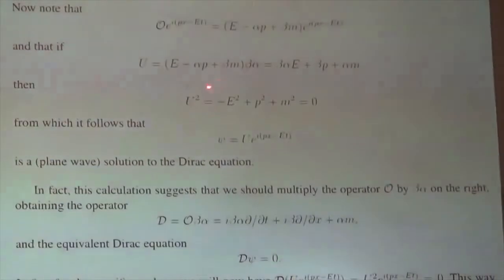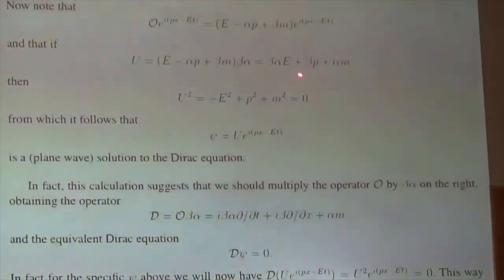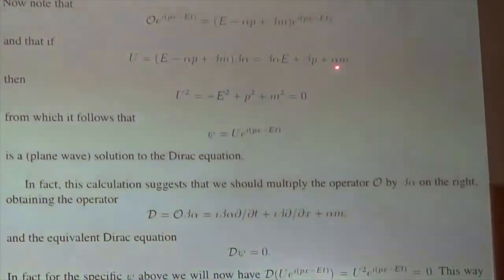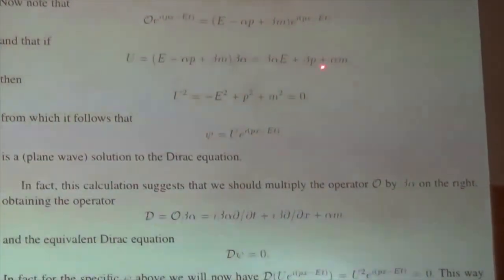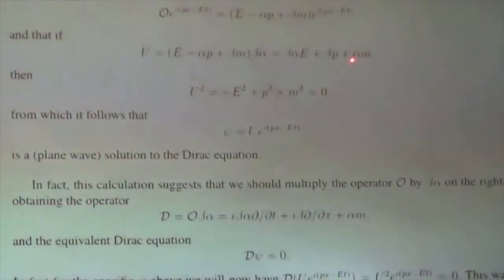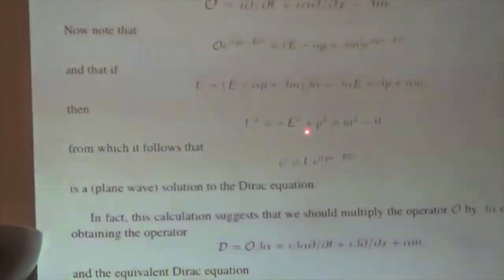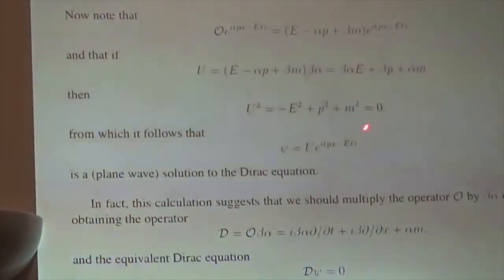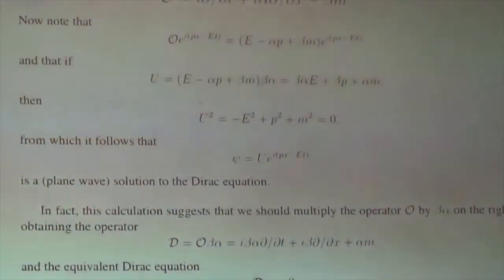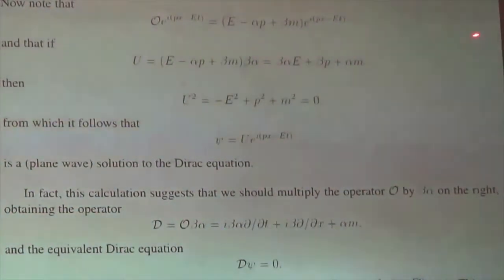And now, what happens if you square U? Well, this guy squared is minus 1. This guy squared is 1. This guy squared is 1. And these anticommute, so the cross terms go away. And so you get minus E squared plus p squared plus m squared, which is equal to 0. So U squared is equal to 0, and we have a nilpotent. What I'm doing here is tunneling over to Peter, okay?